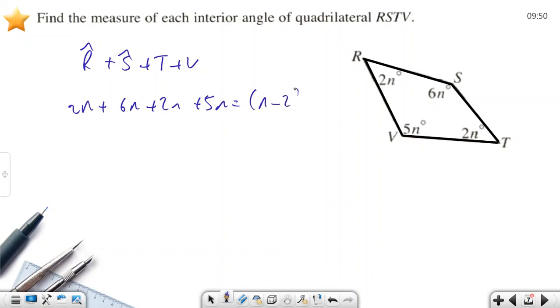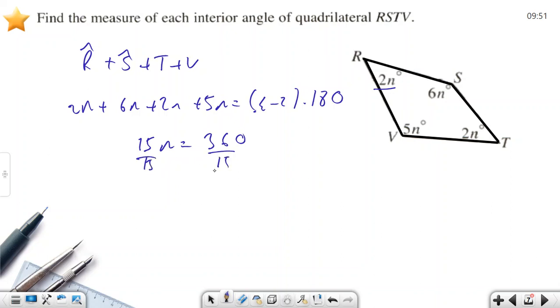The rule says n minus 2 multiplied by 180. Be careful, this n and this n are not the same. These are the variable here. This is the number of sides. What is the number of sides? It's a quadrilateral, so that's not 5, sorry, 4. It says 4 sides. 4 minus 2 multiplied by 180. 15n equals 360. Why? 4 minus 2, 2 times 180, 360.